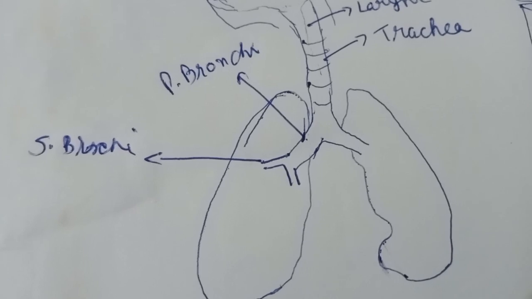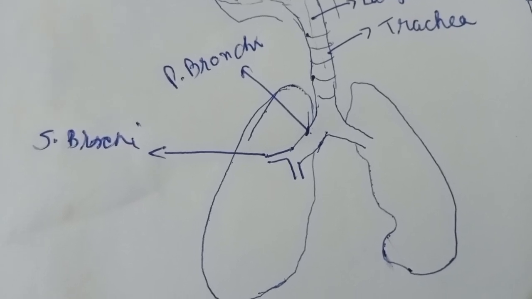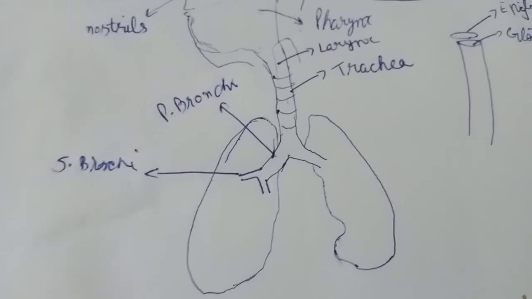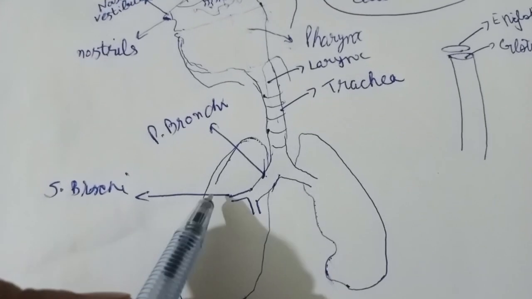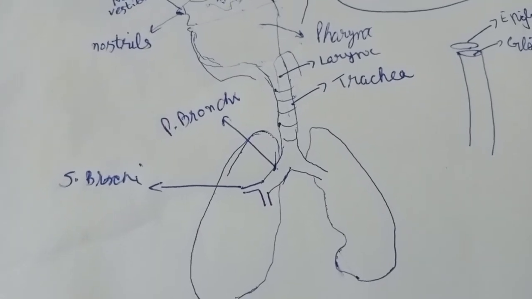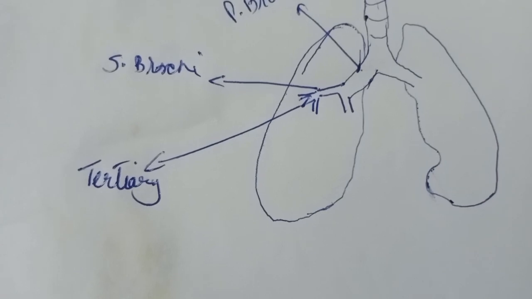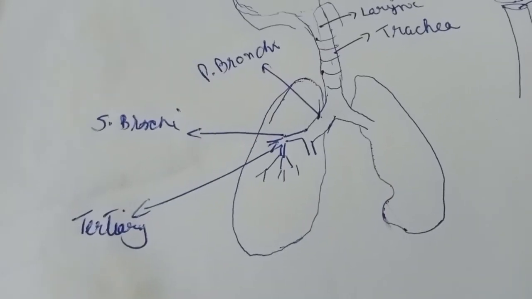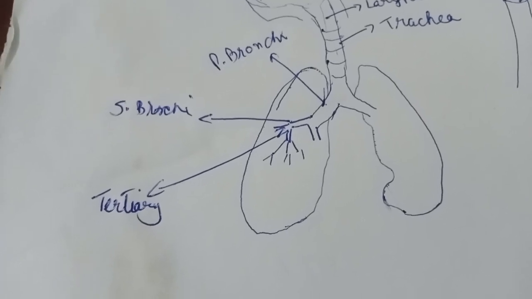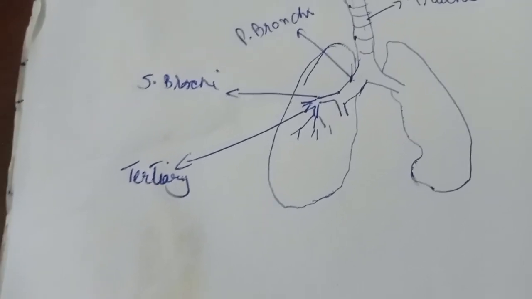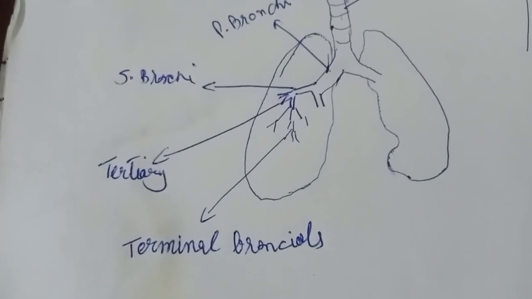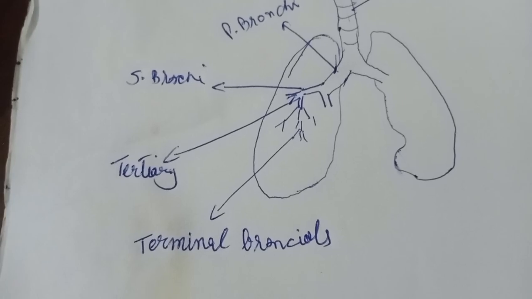The primary bronchi, after entering the lungs, divide again, and these are called secondary bronchi. Then the secondary bronchi divide more and make tertiary bronchi. The tertiary bronchi divide further and further, and at the last stage they become very thin and are called terminal bronchioles. The terminal bronchioles are attached through ducts to the alveoli.